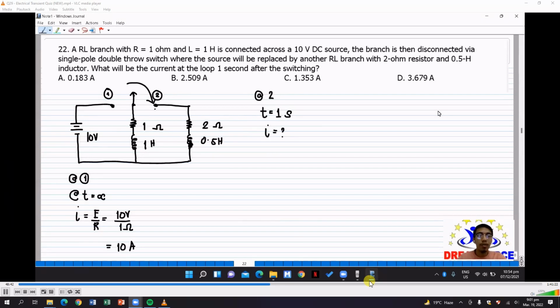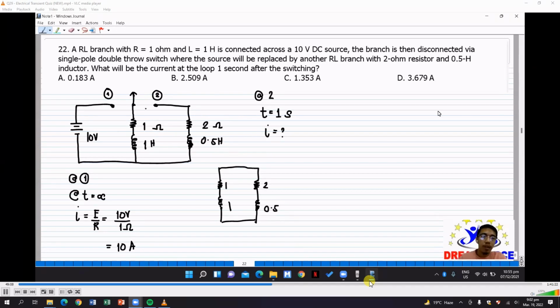Okay, let's throw the switch to position number 2. What will happen is our current will discharge through this loop. So let's just redraw our circuit. It becomes our closed circuit. So, 1, 1, 2, 0.5.